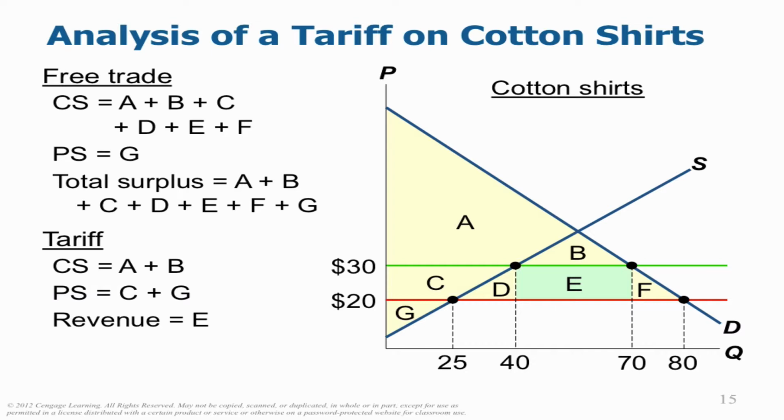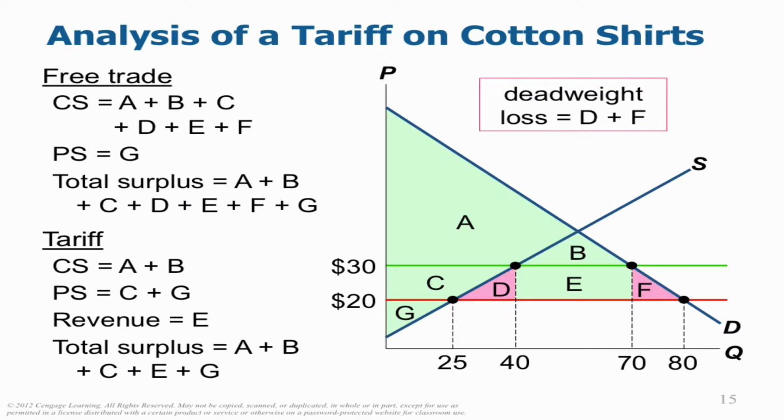Now, so what's total surplus now? A, B, C, E, G is correct. Why not D and F? That's dead weight loss. Boom. Oh. Wow, Kyle. Will it always be symmetrical? Wait, that's good. Why is it dead weight loss, Kyle?